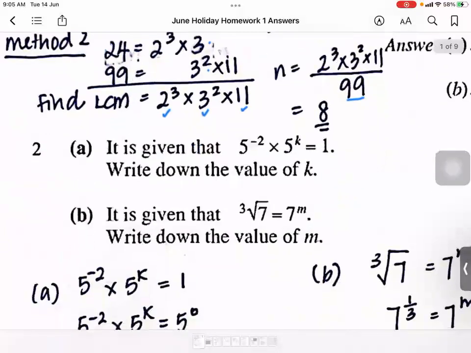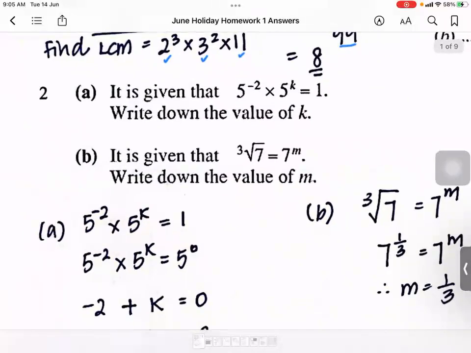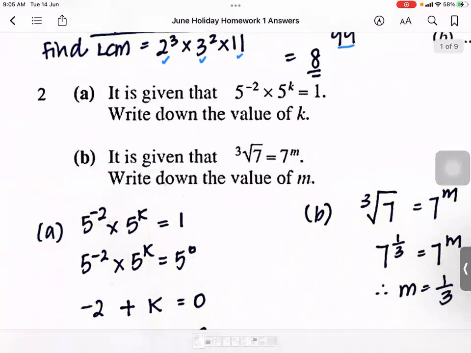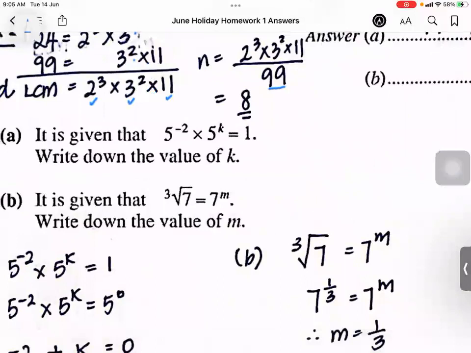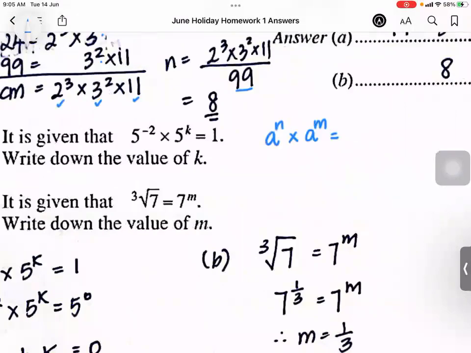Okay, with that, I'll move on to question 2. Question 2: given that 5 to the power of -2 times 5 to the power k equals 1. Now I need to recap a few important ones. For a to the power of m multiplied by a to the power n, what happens to the powers? The powers add together. Then a to the power of 0: anything to the power of 0 is the number 1.